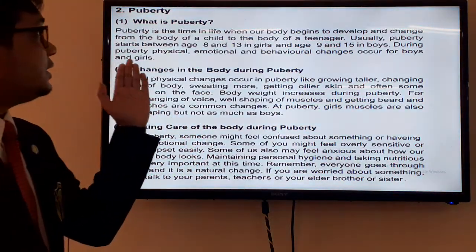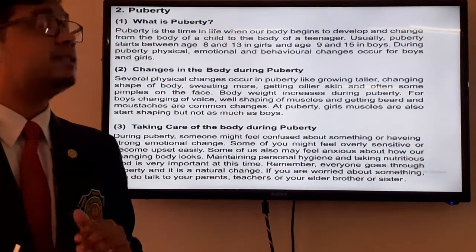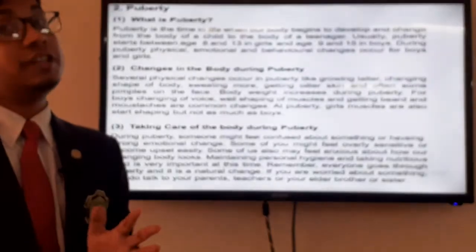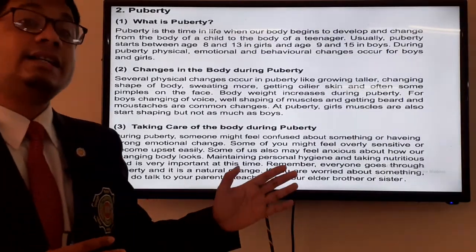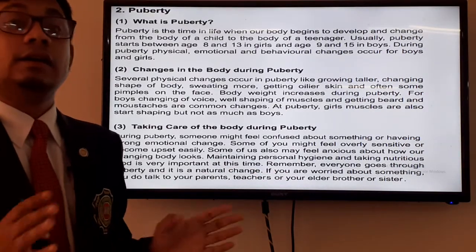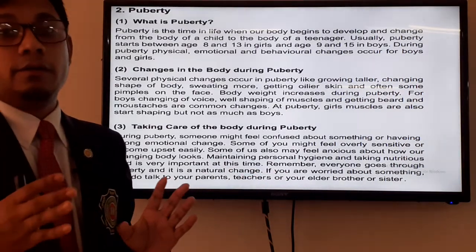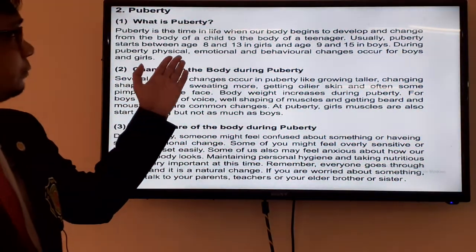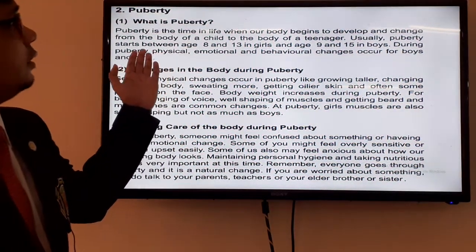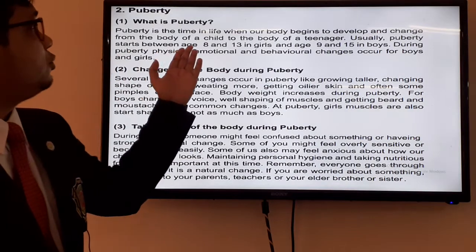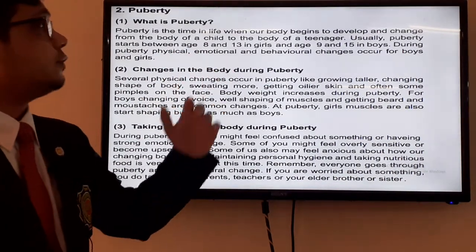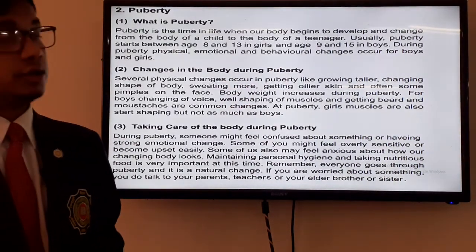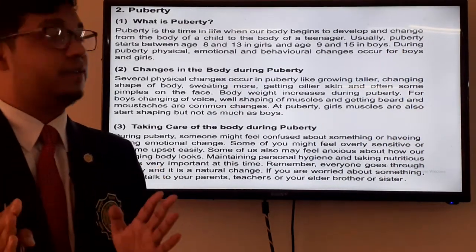So look, puberty is the time in life when our body begins to develop and change from the body of a child to the body of a teenager. Okay, so when it starts in a boy and in a girl, there are two different times of puberty. Puberty starts between age 8 to 13 in girls and age 9 to 15 in boys. So you have to remember that time very, very carefully.